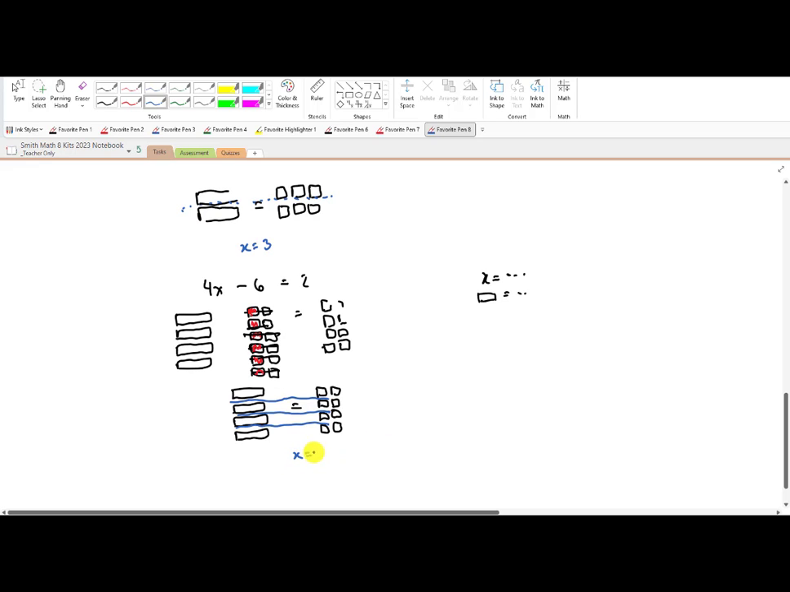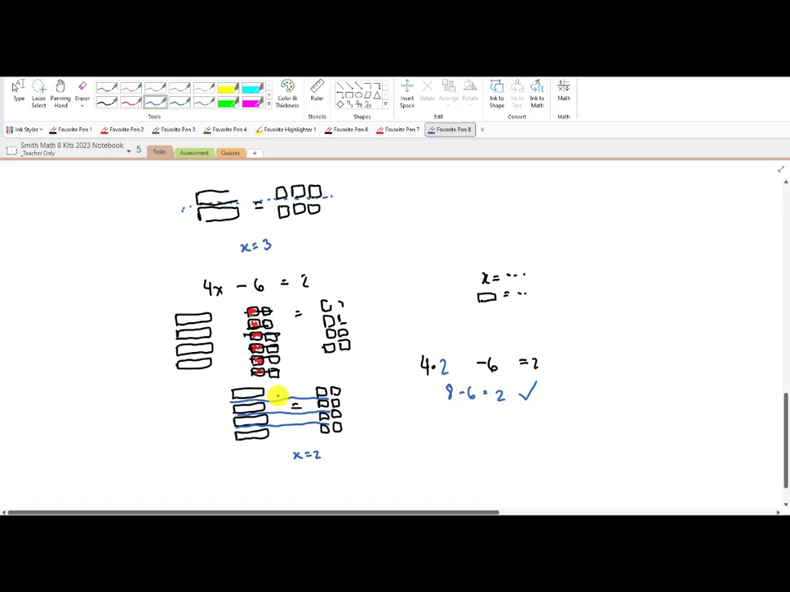So x equals 2. And we can plug that back into our original equation to see if it makes sense. So 4 times x minus 6 is equal to 2. I said x is equal to 2, so 4 times 2 is 8. 8 minus 6 is 2. Check. That works. That makes sense. So that's how you can use algebra tiles to model an equation.